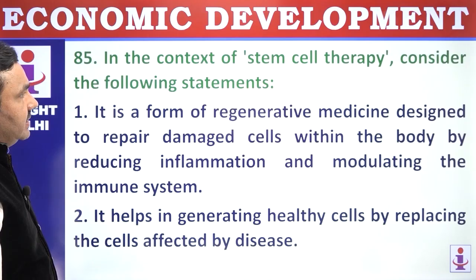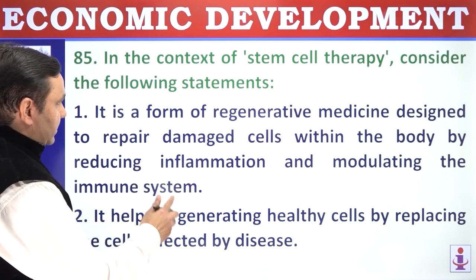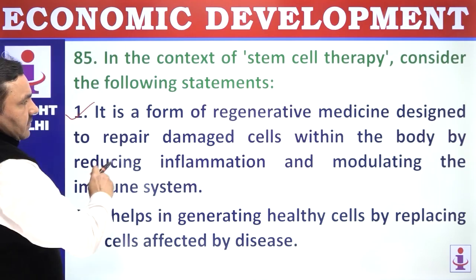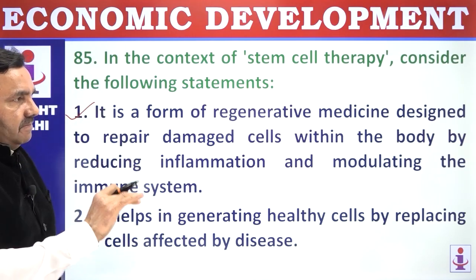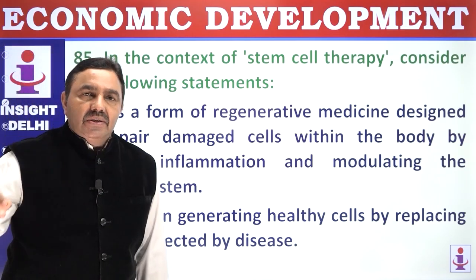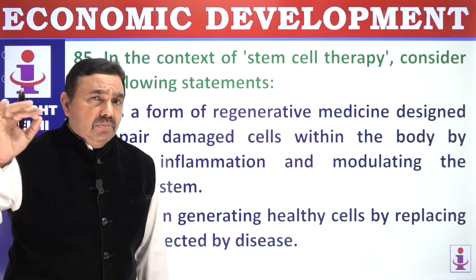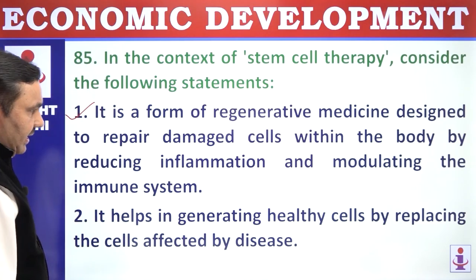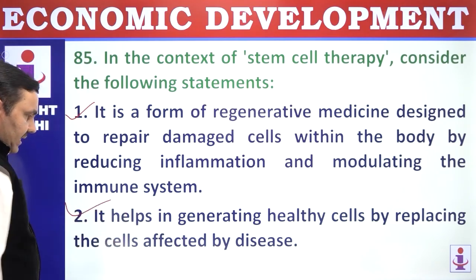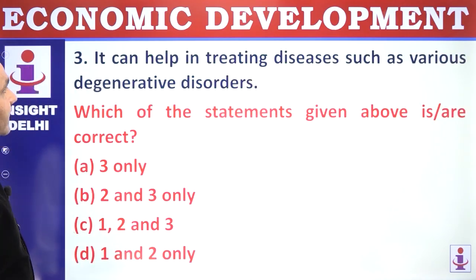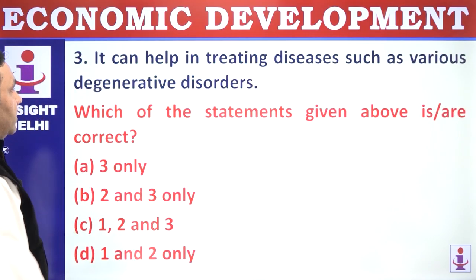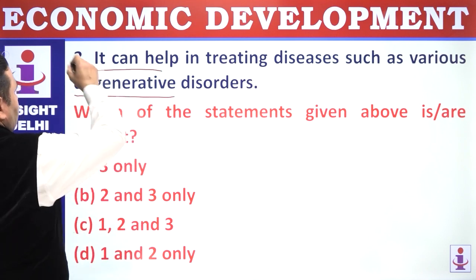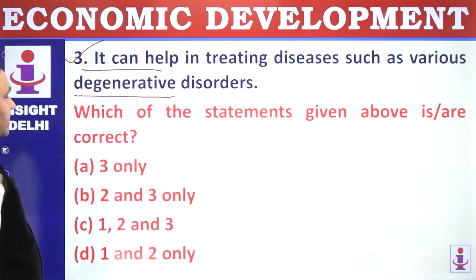85. In the context of stem cell therapy, consider the following statements. It's a form of regenerative medicine. Stem cells can be used for regeneration of lost organs, regeneration of organs which are facing difficulty, something which cannot be cured by traditional methods. That's correct. It helps in generating healthy cells by replacing the unhealthy cells, correct? It can help in treating diseases like degenerative disorders, schizophrenia, or Parkinson's disease. All these things can be treated here.